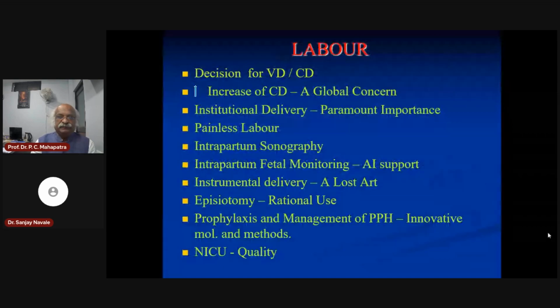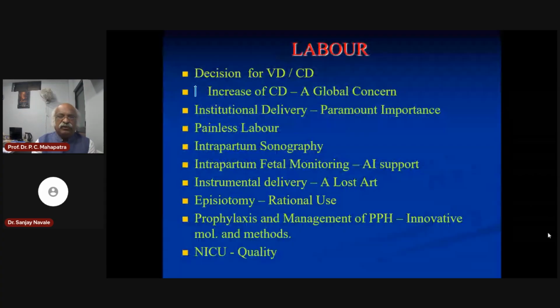Now coming to labor, very critical. Labor involves a decision for vaginal delivery or a cesarean delivery. Now, cesarean delivery is a global concern, with an increasing cesarean birth rate, and there could be some valid reasons for the increase. The WHO, the state government, the national government, everybody is concerned about it. Even our organization is concerned about the increase of cesarean section. There should be a critical review. There are various criteria, including Robson's criteria, which have come out on how to reduce the incidence of cesarean section.